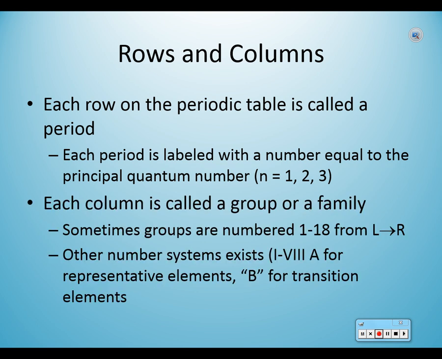Each column on the periodic table is called a group or a family. There is no preference one way or the other. So you can call them groups or we can call them families. Doesn't really matter.